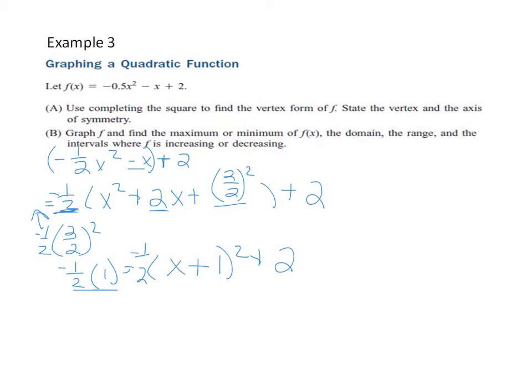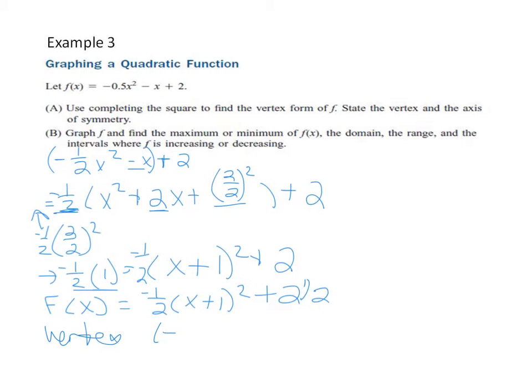Now bring this over, so f of x is equal to negative 1/2 times (x plus 1) squared, and then 1 times negative 1/2, so I'm going to add a half, so it's plus 2.5. Now my vertex is negative 1 and 2.5. My axis of symmetry is x equals negative 1. All right, that takes care of A.